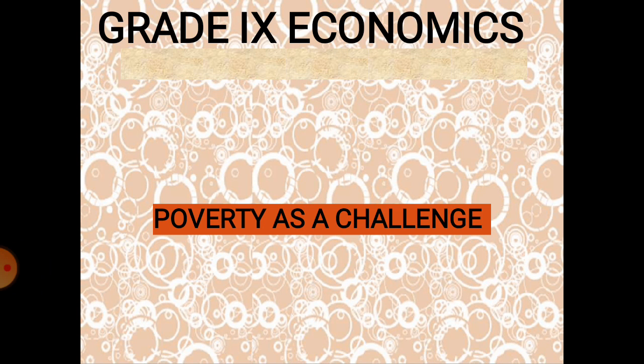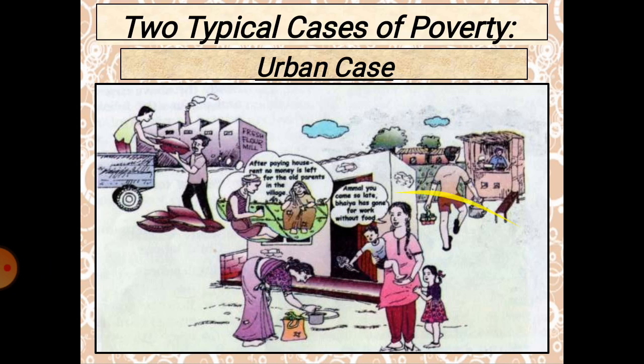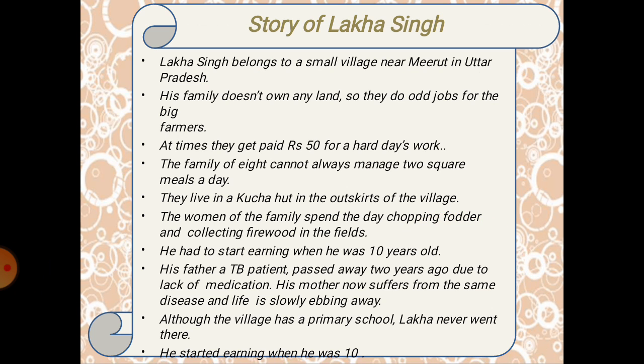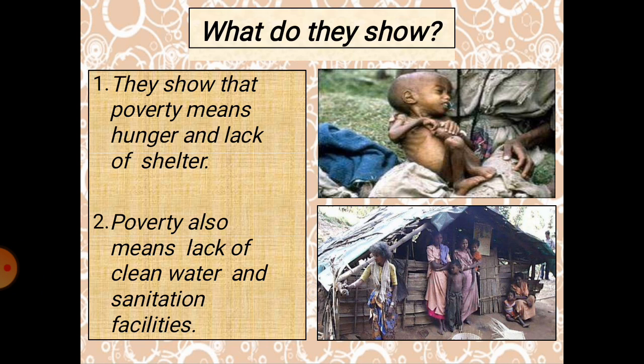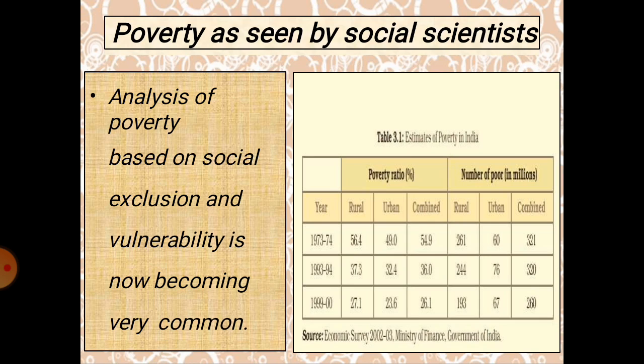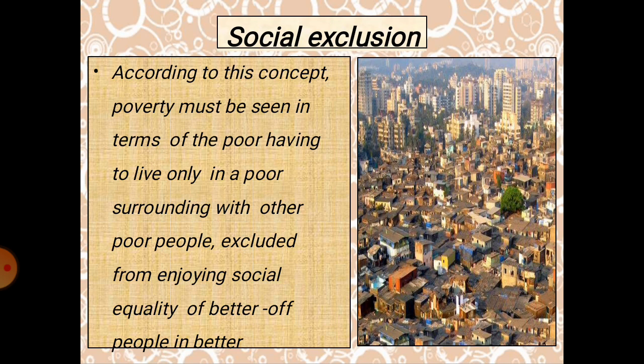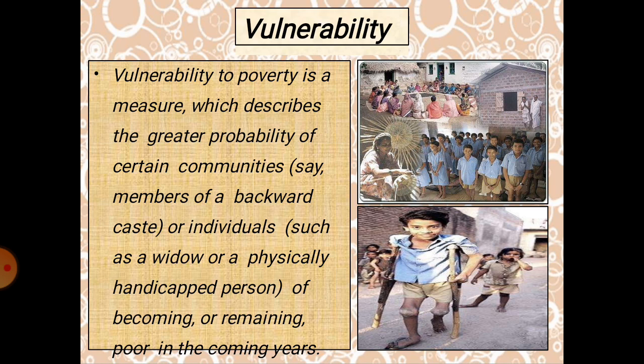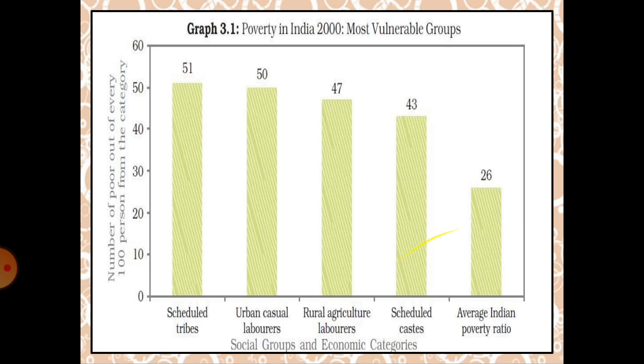We are dealing with the economics chapter, Poverty as a Challenge. In the previous class, we saw the introduction, the case study of Ramcharan and the story of Lakha Singh. We also saw how poverty is seen by social scientists, social exclusion, that is how they are segregated from common people, and the vulnerability of poverty. Who all come under vulnerability? All these things we saw in the previous class. Are you able to remember, my dear students?